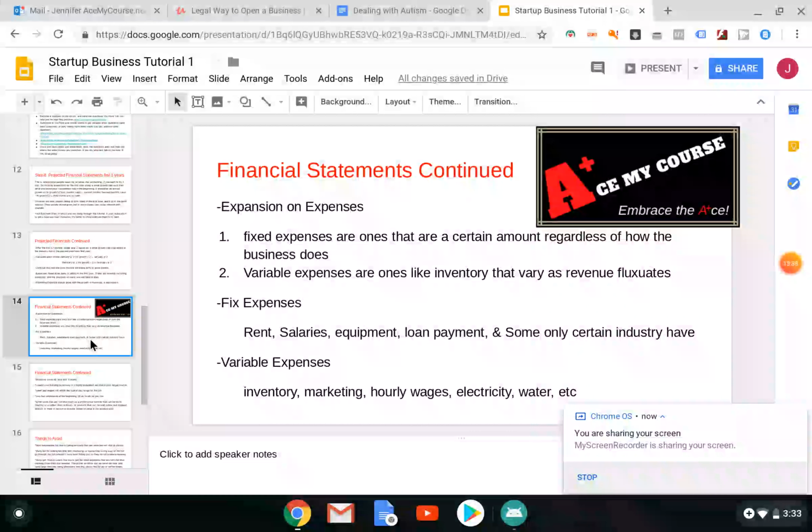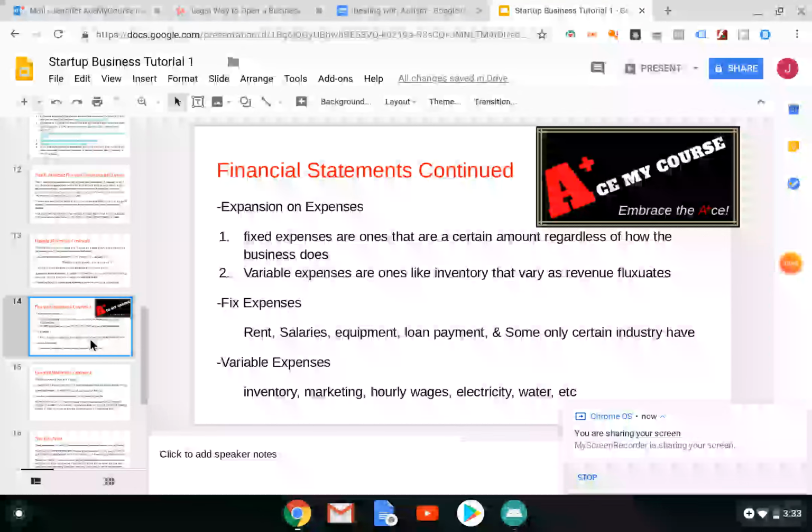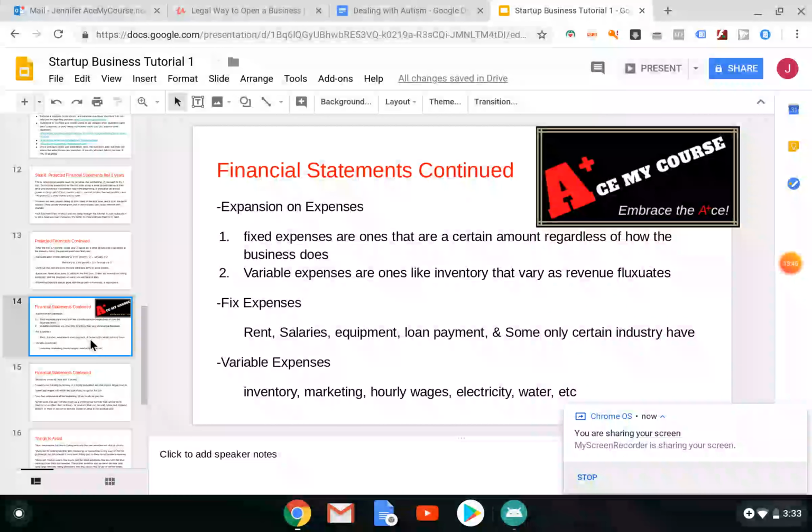So you want to keep your fixed expenses low, because if you struggle or you don't produce at all, it's really going to hurt you. You can't do anything about it. You've got to pay that $1,200 no matter what, even if you only produce $200, which would be a very horrible case, but it is a reality for some startups.